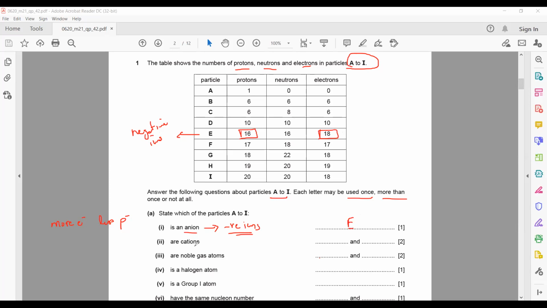Which of them are the cations? Cation means positive ion, and to be a positive ion, they will have more protons and fewer electrons. There should be two because it may give two parts. When you check, A has more protons and I as well has more protons. So it will be A and I. Is it clear?